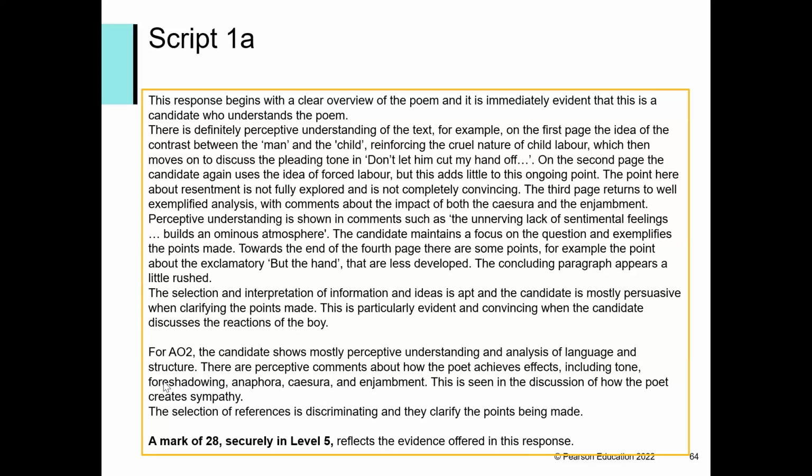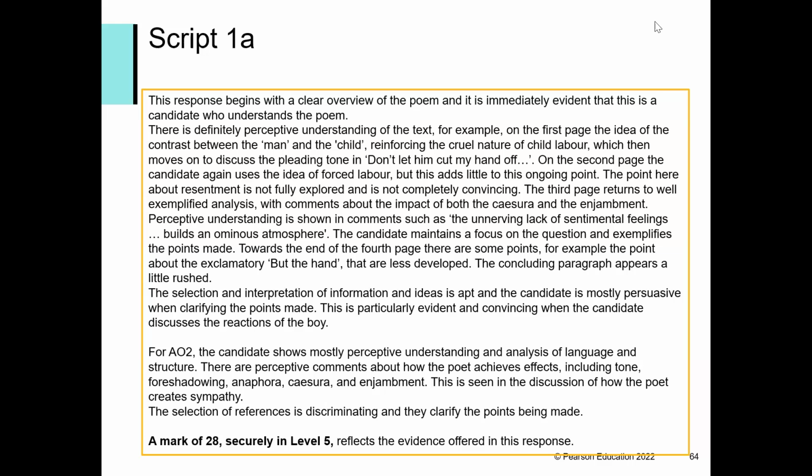So it begins with a clear overview of the poem. It's immediately evident that this is a candidate who knows this poem, who studied this poem. Definitely perceptive understanding of the text. For example, on the first page, the idea of the contrast between the man and the child, reinforcing the cruel nature of child labour, which then moves on to discuss the pleading tone. "Don't let him cut my hand off."